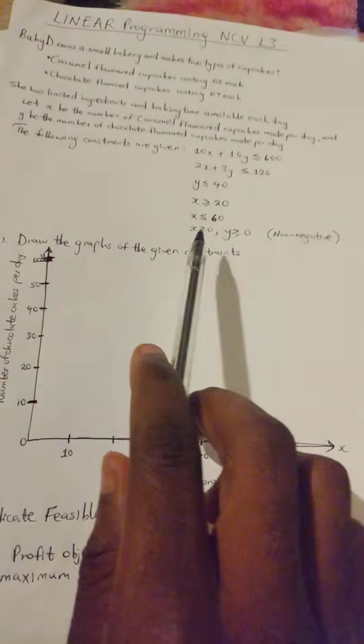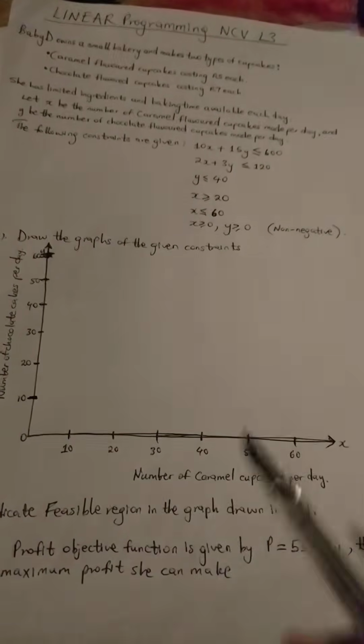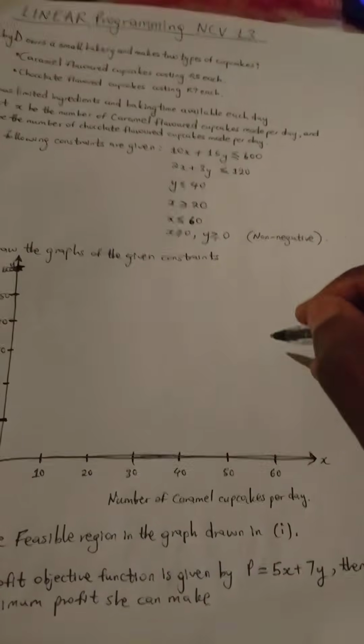So now, let's go to this one here. X should be less than 60. You simply have to draw a line at 60.